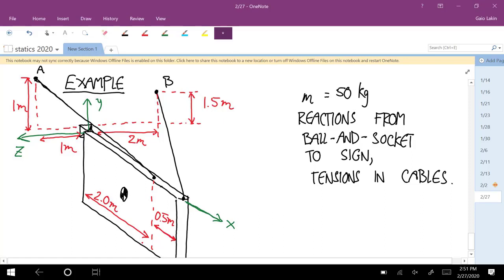Yeah, the height of the sign. I guess we don't need it, because the line of action of the weight force is up and down. So, and you can move that force along the line of action.